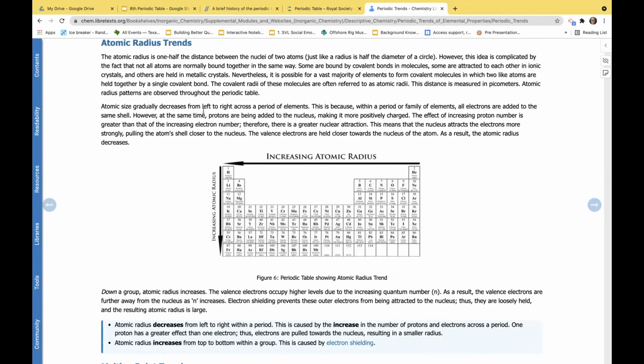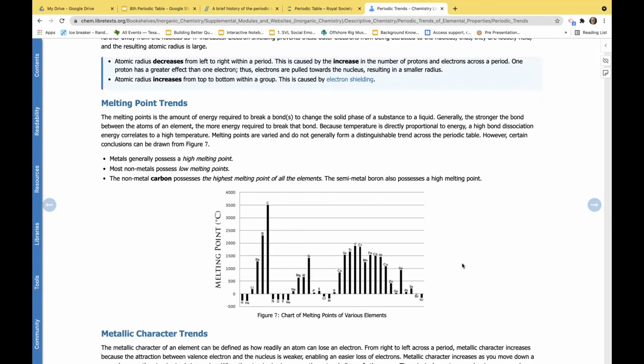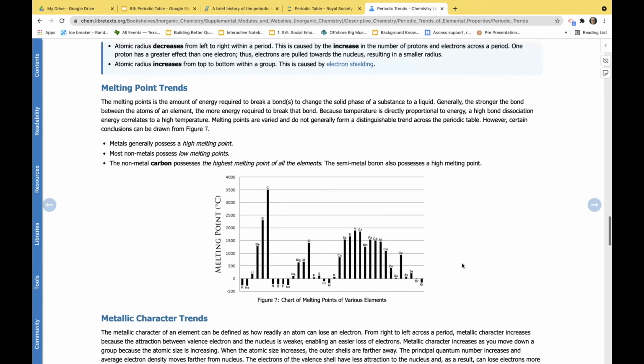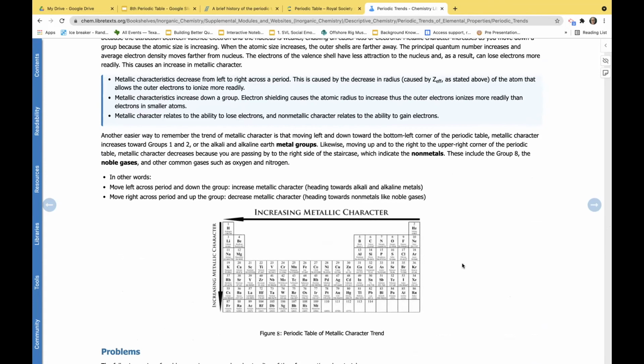As we move on down, we talked about this a little bit earlier. We have the atomic radius trends. So notice our arrows switch this time. So when we're going through our periodic table, as we're moving from the right to the left side of the periodic table, the atomic radius will actually increase. So pay attention to those arrows. Those are very important for the trends. We also have other trends like melting point trends, metallic character trends, and we'll go over some of those briefly when I show you some other apps that will help you with these trends.